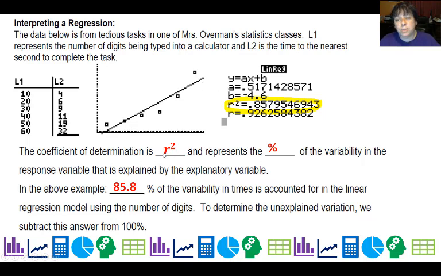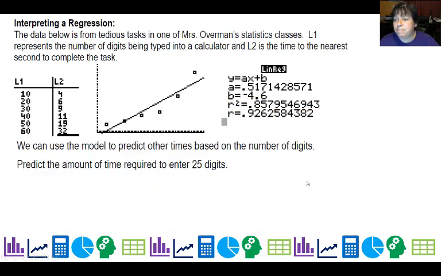To determine unexplained variation, so if I want to know just natural variation in times, I would subtract that from 100%. And in this case, for this student, we're seeing 14.2% variation in time in general that's not related to the number of digits. Usually, this is the main number I'm looking for. But if I ever ask for unexplained, which I could, it's basically the complement, or whatever's left of 100%.